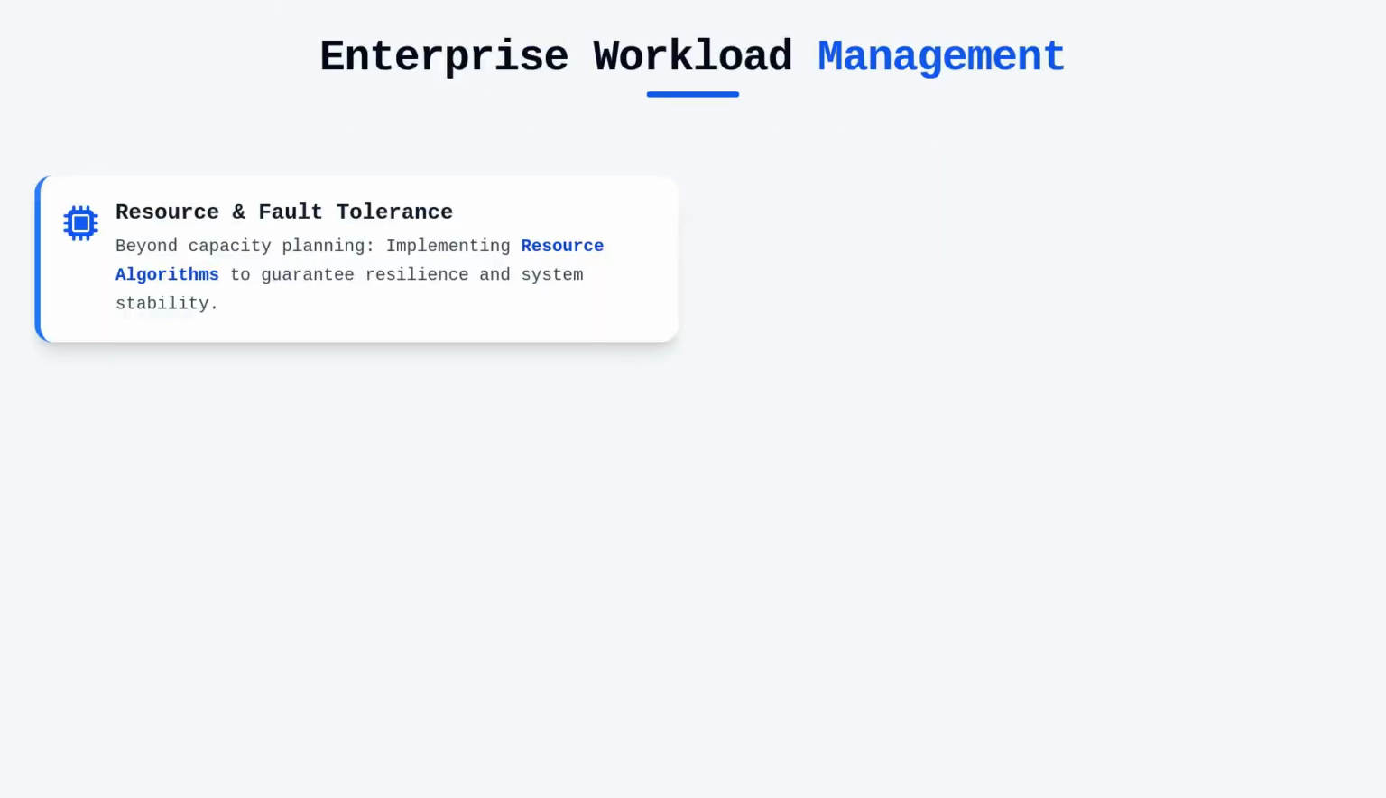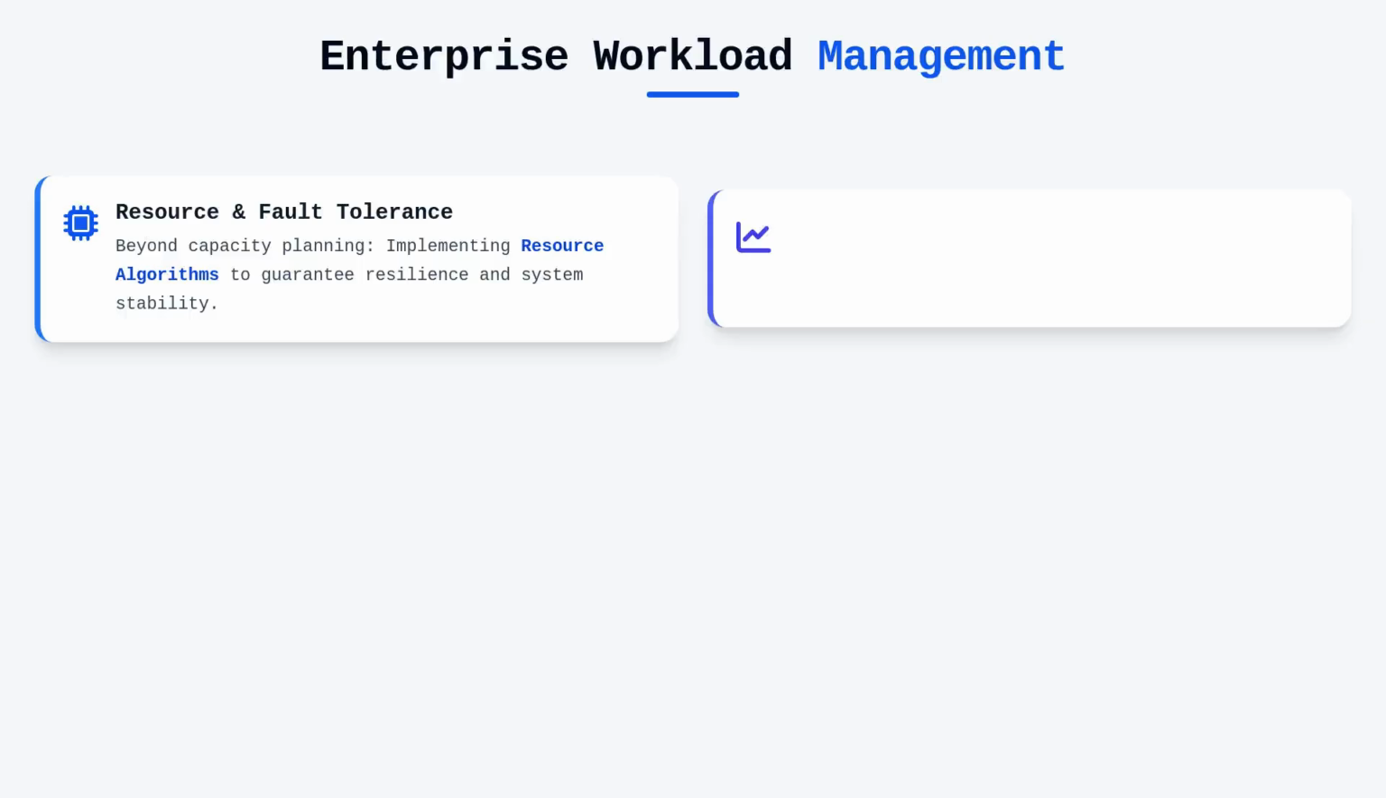Resource algorithms and fault-tolerance strategies are equally vital when we move beyond simple capacity planning into the realm of active enterprise workload management. We measure the success of an assessment by how well we can predict system behavior under stress, which is where telemetry and diagnostic monitoring come into play.